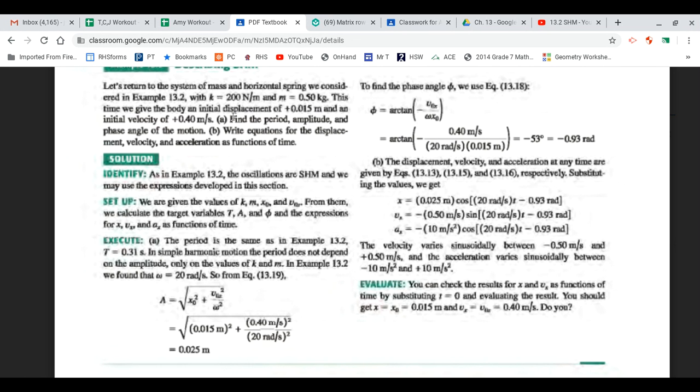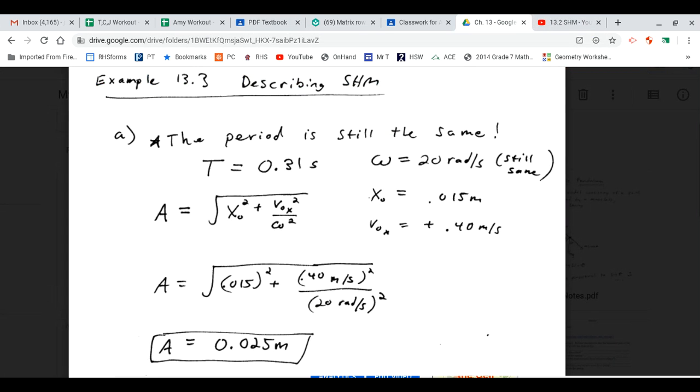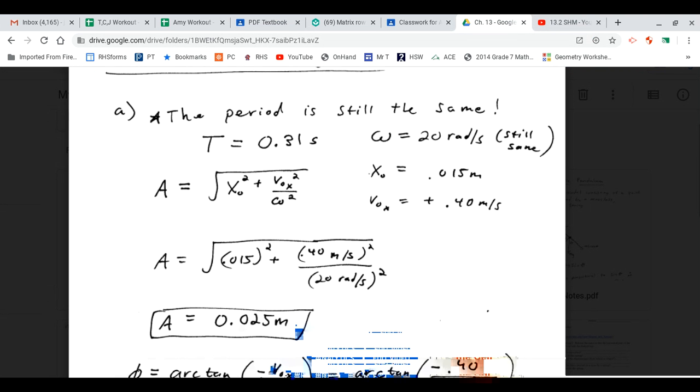First, we want to find the period, the amplitude, and phase angle of the motion. And then B, write the equations for displacement, velocity, and acceleration as functions of time. So we'll apply a little bit of everything we did before. So at this time, I'm going to flip over to the notes where I solved for this. And let's solve for part A.